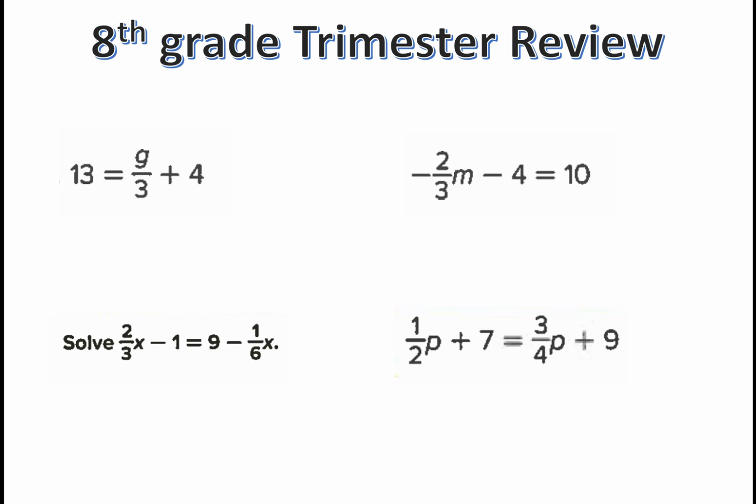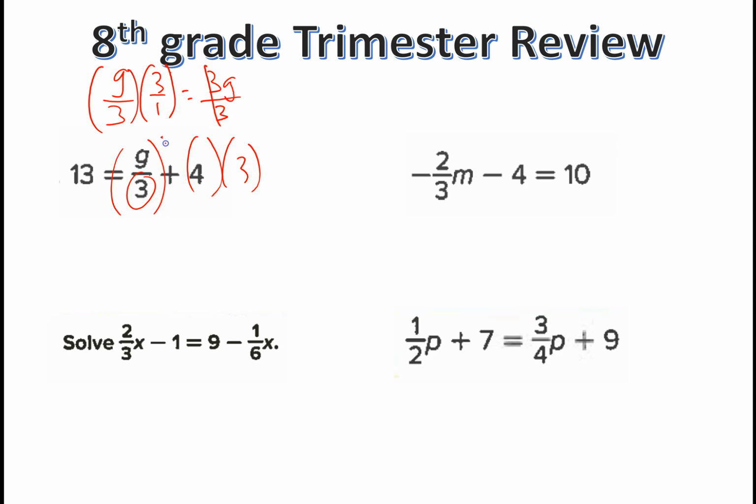All right, this is not on your sheet, it's only here. I want to practice a few more of these. So I have a 3, I want to get rid of the 3. So I'm going to multiply everything by 3. Why? Because I know that g divided by 3 times 3 over 1 gives me 3g over 3, and that's going to cancel out. So I'm multiplying everything times 3. So that gives me 39 equals g plus 12.